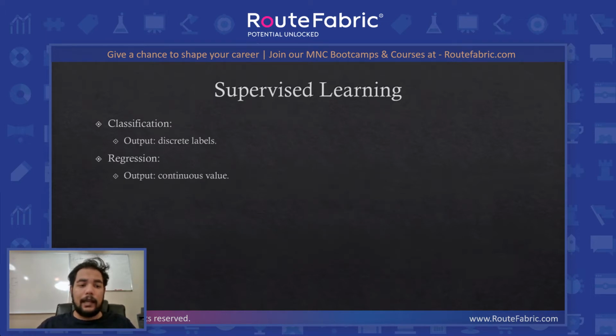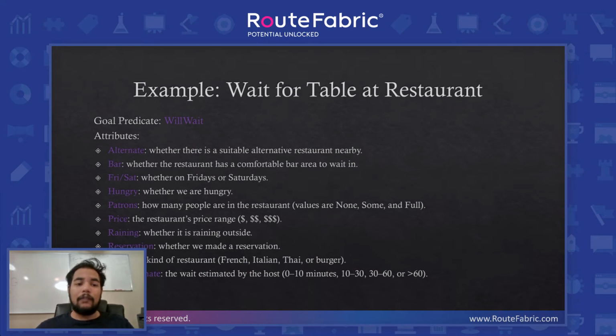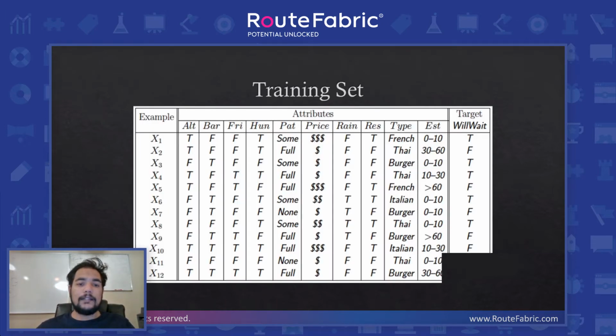Now let us look at the two main types of supervised learning: classification and regression. Classification has a discrete label as the output, whereas regression has a continuous value as the output. Now let us take an example and work through some classification and regression problems. Let's take an example of waiting for a table at a restaurant, and the following are its given attributes. Now this is how a training set will look. The attributes are your X values and the target, which is your Y, the output labels.